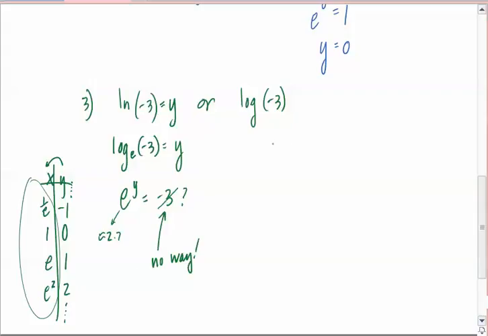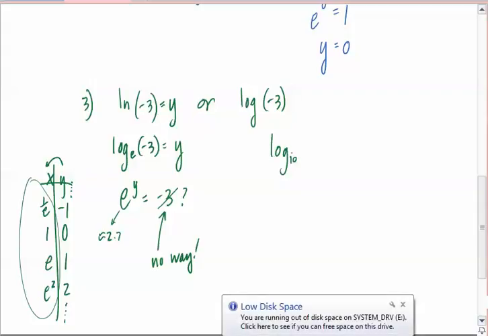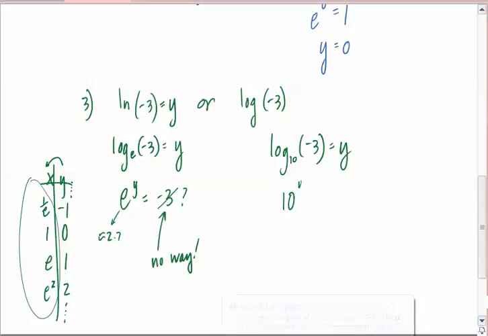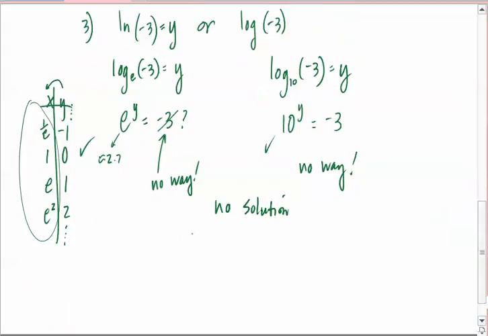So same thing here. This is log base 10 of -3. And we're going to set that equal to y. Now we go 10 to the y power. Is that ever going to be able to equal a -3? No. Same thing is going to happen. This is not going to happen. Same thing is going to happen over here that happened over here. There's no way. So there's no solution here. When I say no solution, I mean it's undefined. There's no way it can happen because there's no y value there.